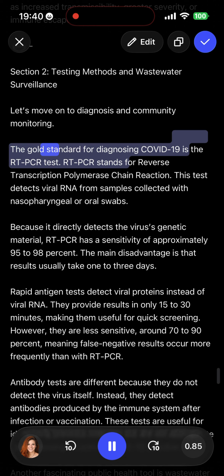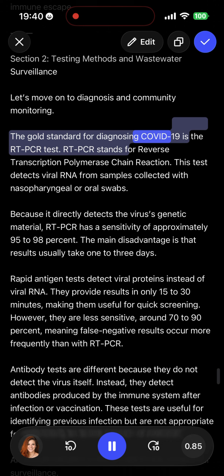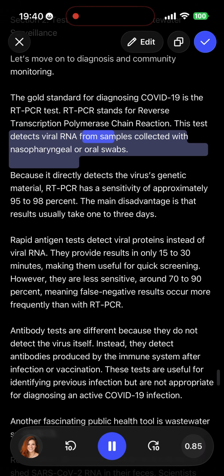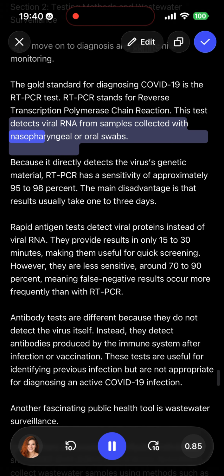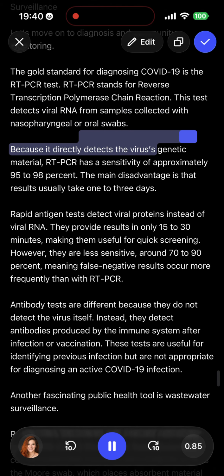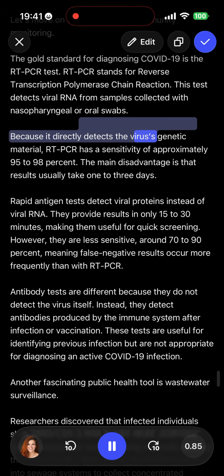This test detects viral RNA from samples collected with nasopharyngeal or oral swabs. Because it directly detects the virus's genetic material, RT-PCR has a sensitivity of approximately 95 to 98%. The main disadvantage is that results usually take 1 to 3 days.